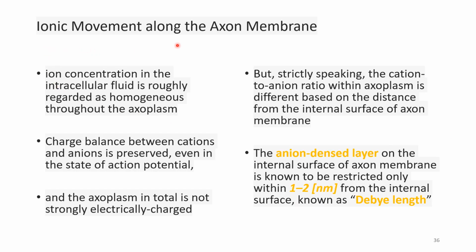Now coming to ionic movement along the axonal membrane. You should learn about Debye length here. What is this Debye length? If you see cytoplasm or exoplasm, the charge will be balanced, that is, number of cations equal to number of anions. But strictly speaking, up to 1 to 2 nanometer distance from the internal surface of the cell membrane, there will be an anion denser layer. That is called Debye length.